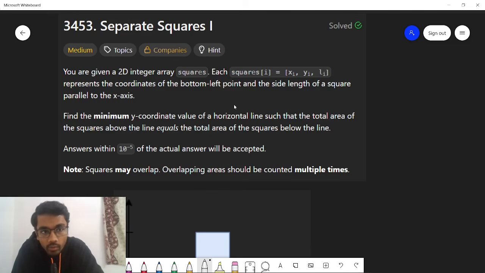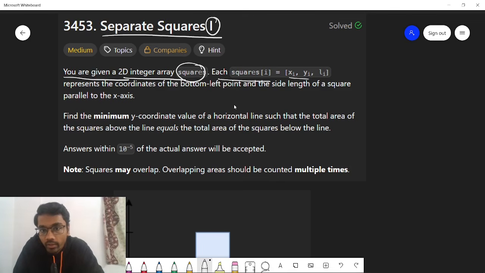So hello everyone, in this video we'll be solving another LeetCode problem and the problem name is Separate Squares Part 1. So you are given a 2D integers array squares. Each squares[i] represents the coordinates of that particular square and the side length of that square. So x_i, y_i, l_i.